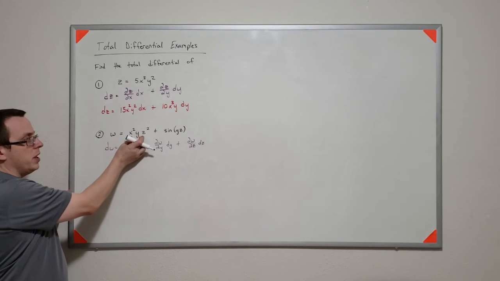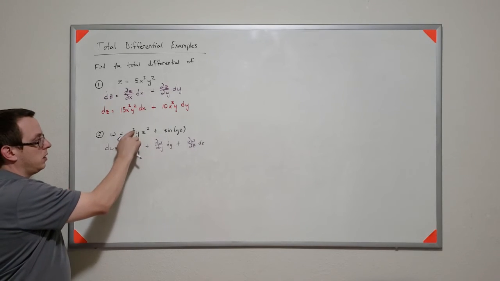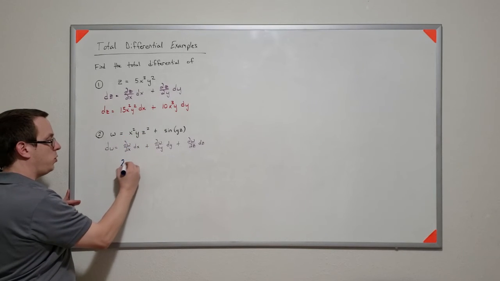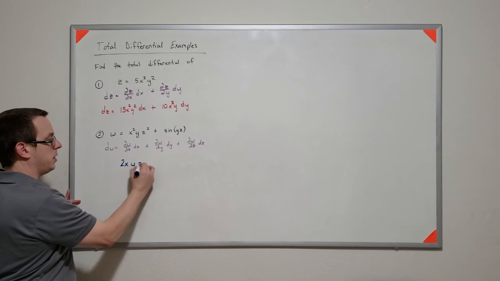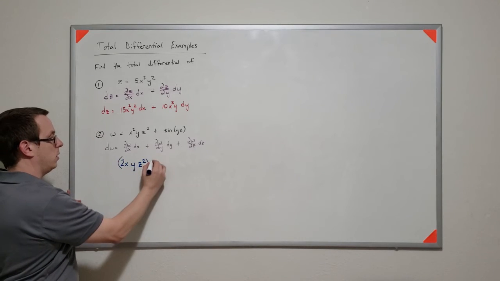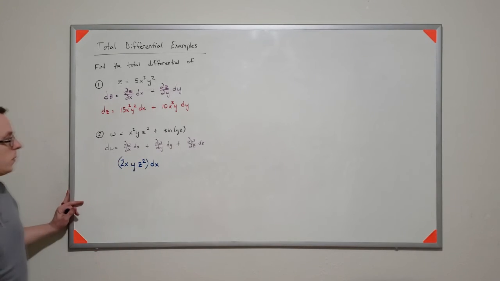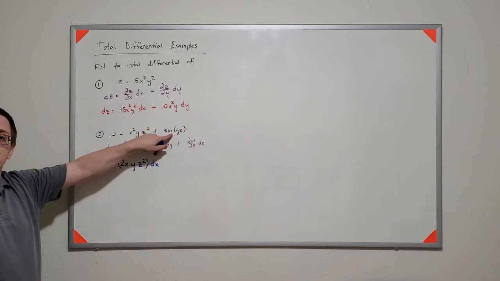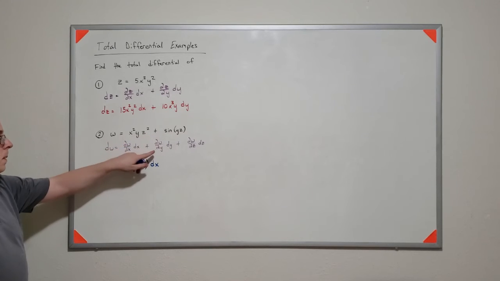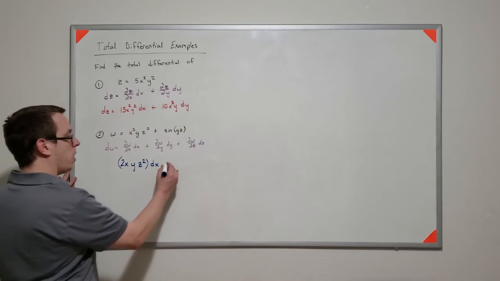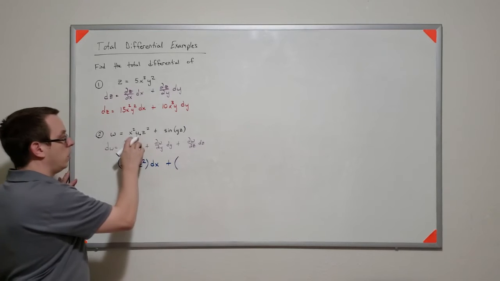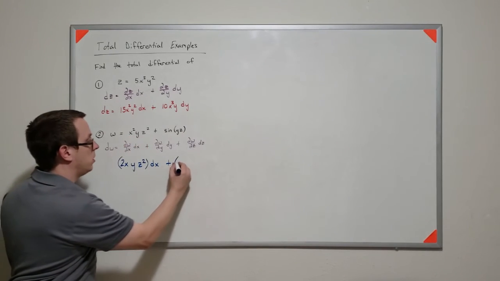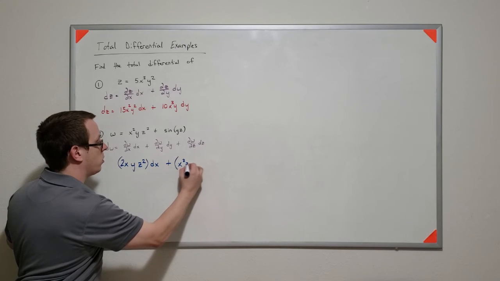The partial of this with respect to x, that's 2x, and these are treated as constants, so we have 2x y z squared dx. And then that has no x's in it, so the partial of that is 0. Now when we take the partial with respect to y, this has a single y in it. These two are treated as constants, so this is x squared z squared.